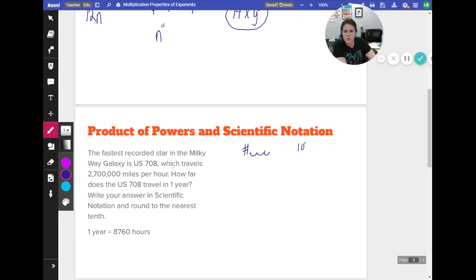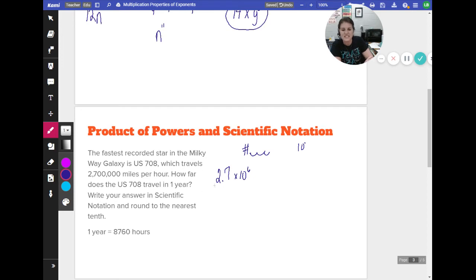So it says the fastest recorded star in the Milky Way galaxy is the US 708, which travels 2,700,000 miles per hour. I'm going to go ahead and write that number in scientific notation. So I know the decimal has to go between the 2 and the 7. And in order to get back to this number, I'd have to times it by 10 to the 6th. I move it over 1, 2, 3, 4, 5, 6 places to the left. So I have to put a 6 up here. And of course, you can always check it. 2.7 times 10 to the 6th is 2,700,000.